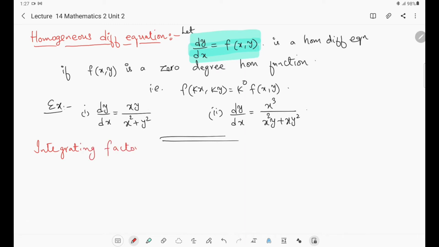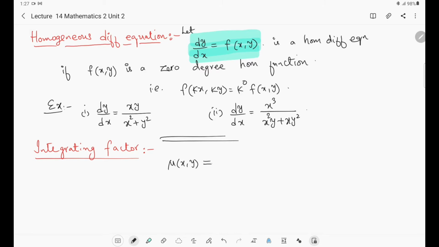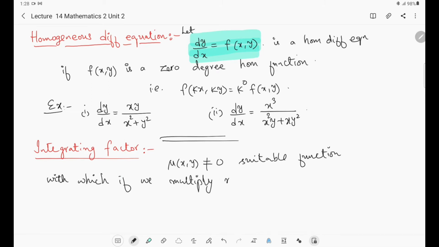So I am going to define one function called integrating factor. Integrating factor is nothing but a suitable non-zero function mu of x comma y, with which if we multiply the non-exact differential equation, that will become exact. This is called the integrating factor.